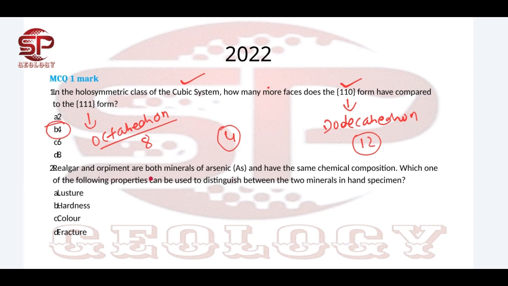Then realgar and orpiment are both minerals of arsenic and have the same chemical composition. Which one of the following properties can be used to distinguish between the two minerals? So realgar and orpiment are distinguished on the basis of their color. Realgar has a reddish or orangish color, and orpiment is yellowish. So color is the distinguishing property between realgar and orpiment.